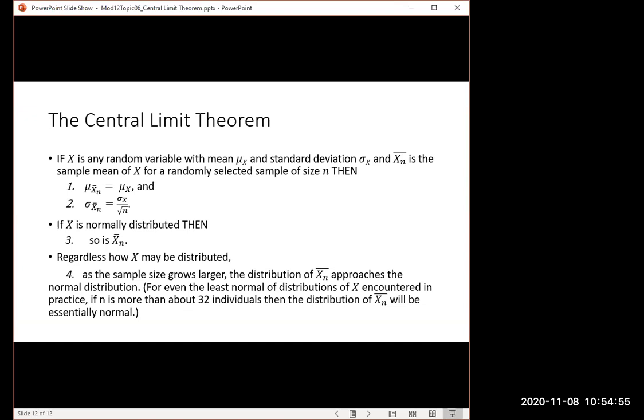So that's it. That's all for this topic, and in the next topics coming up, we'll apply this to figure out how to do margins of error, how to figure out whether it is likely that the sample mean you got for your project might be close to the true mean. That's it.